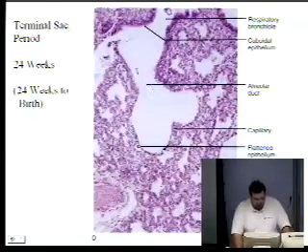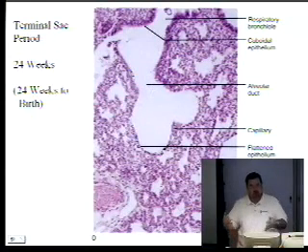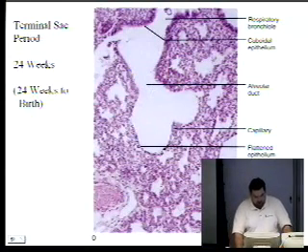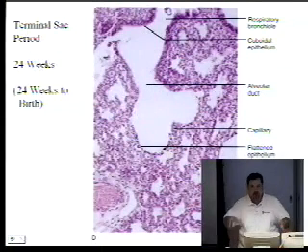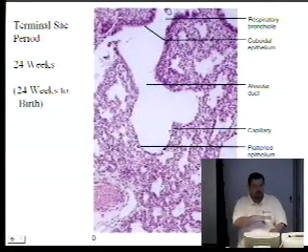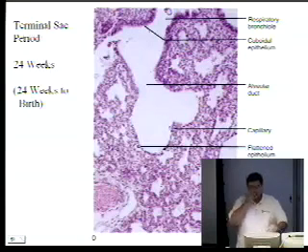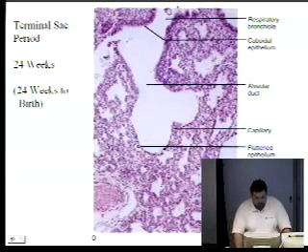I like this one. This is the terminal sac period, which again is the last period. And here we do see capillary structures. And again, they are surrounding the alveoli, and they kind of form this web around the alveoli in order to provide for maximal gas exchange.